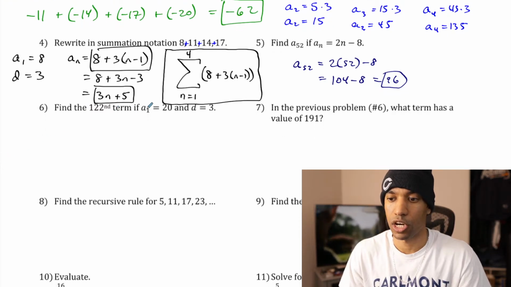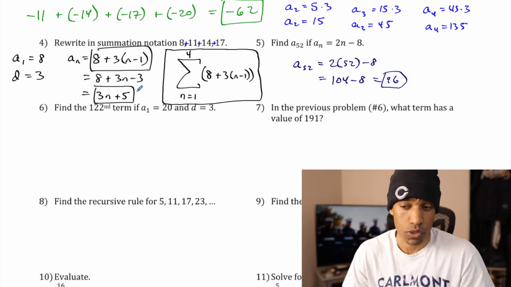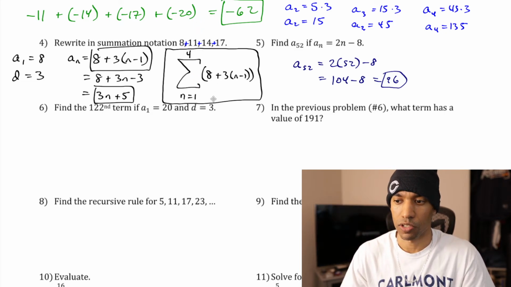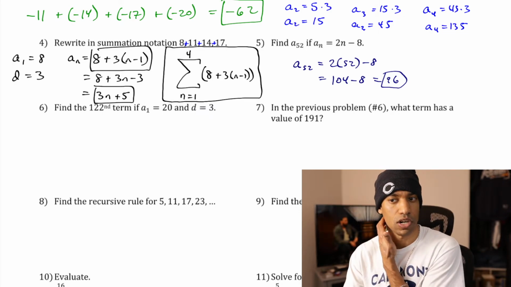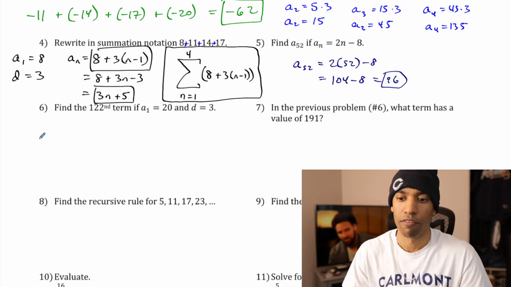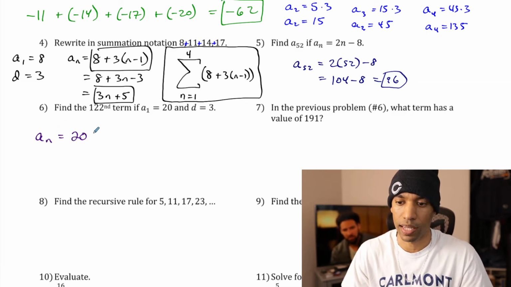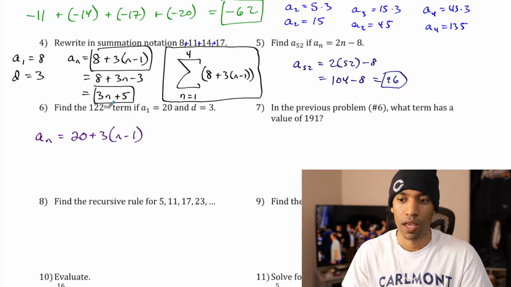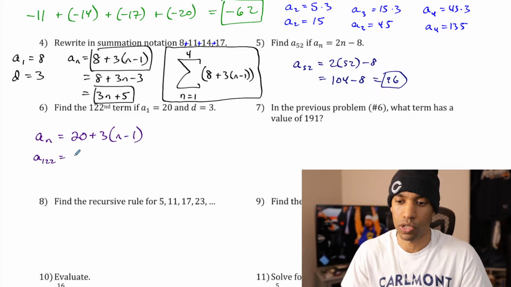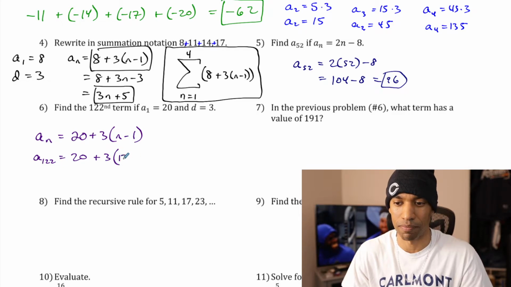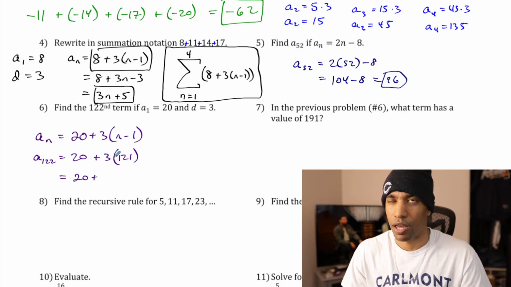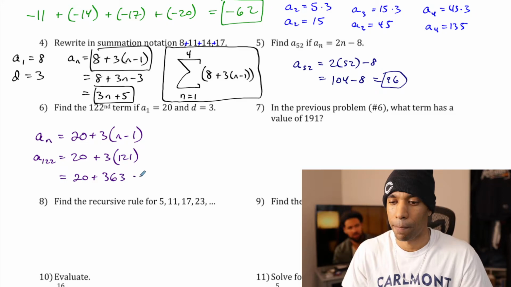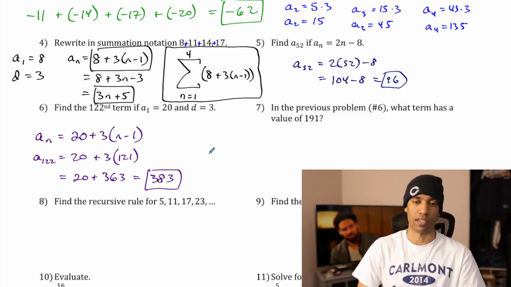Find the 122nd term if a sub 1 equals 20 and d equals 3. Now, this is an arithmetic sequence. There's a lot of arithmetic so far. This is an arithmetic sequence because you are given a common difference. Find the 122nd term means it would be nice if we wrote the explicit formula for the arithmetic sequence. A sub n equals 20 plus 3 times n minus 1. The 122nd term is a sub 122. So far, this seems easier than the previous worksheet. 20 plus 363, which is 383. Yes, that is the value of the 122nd term there.